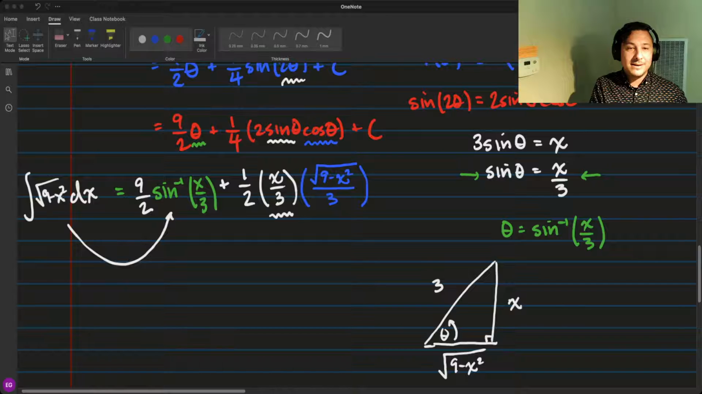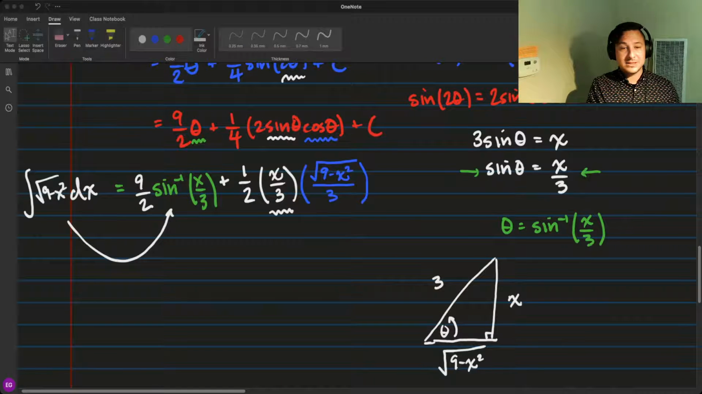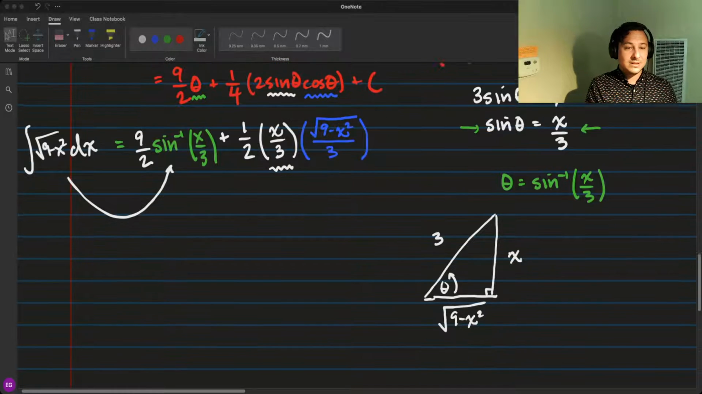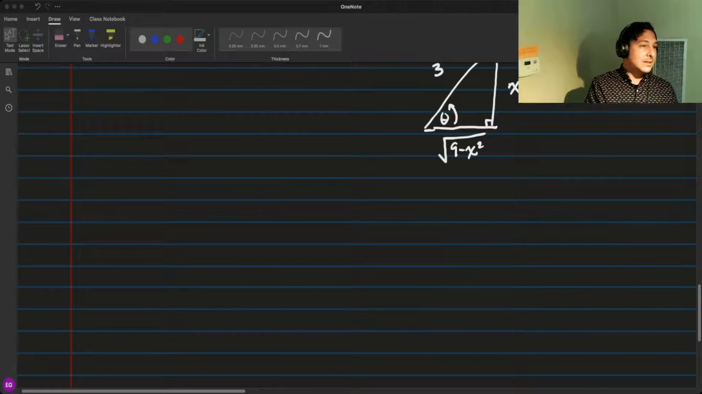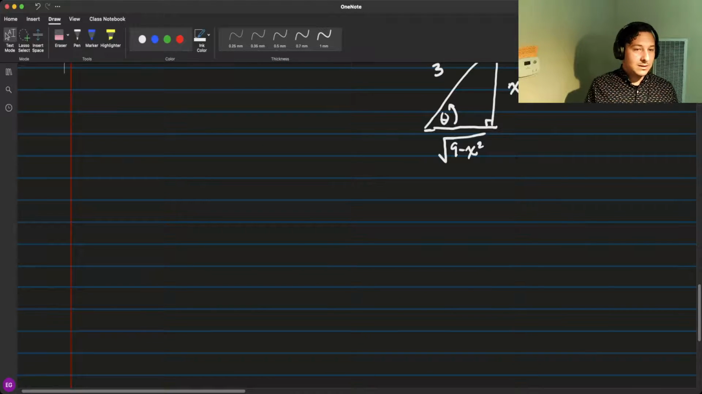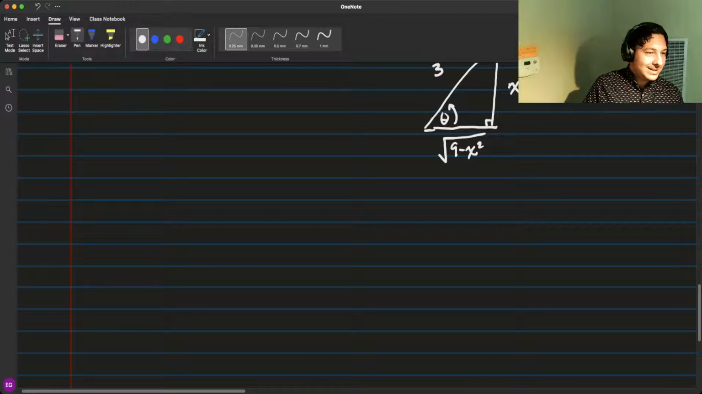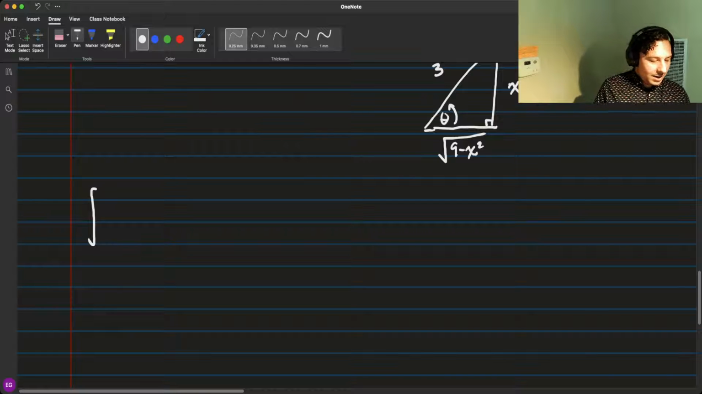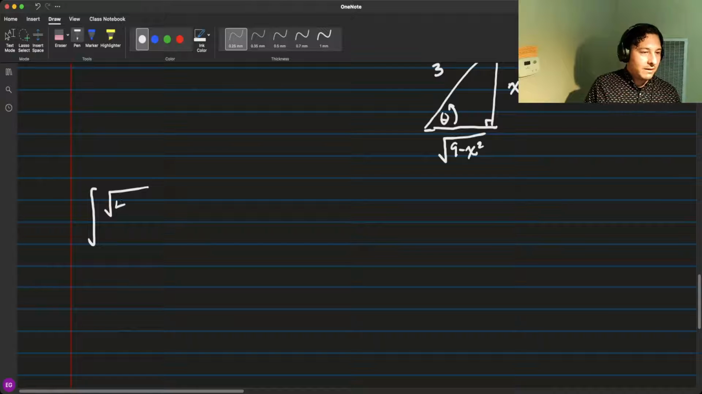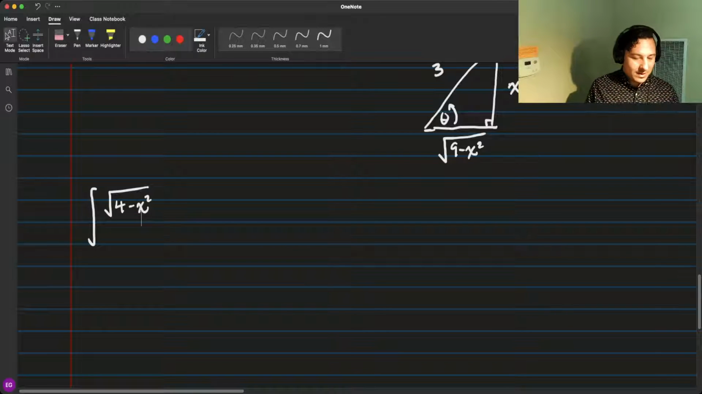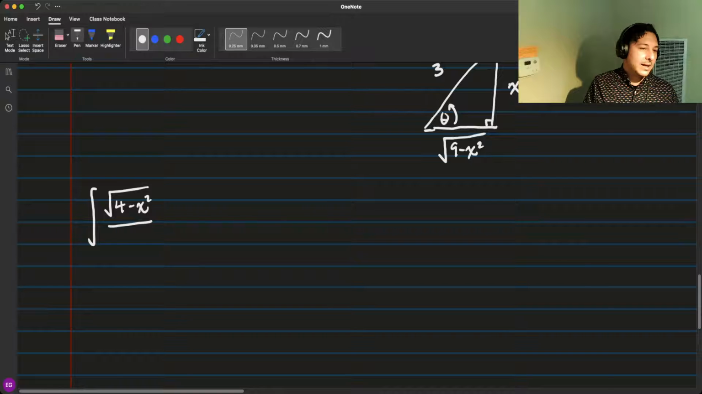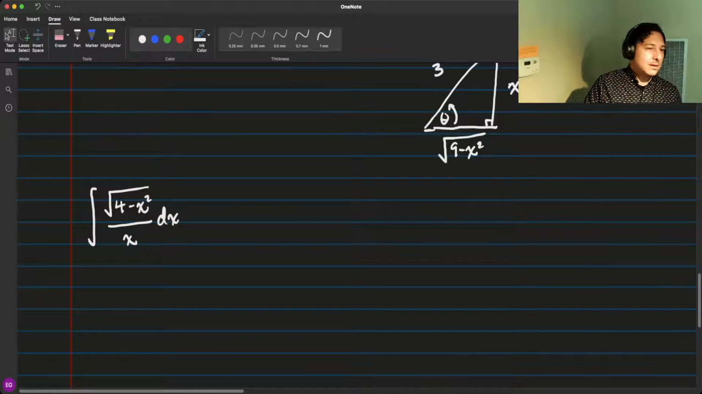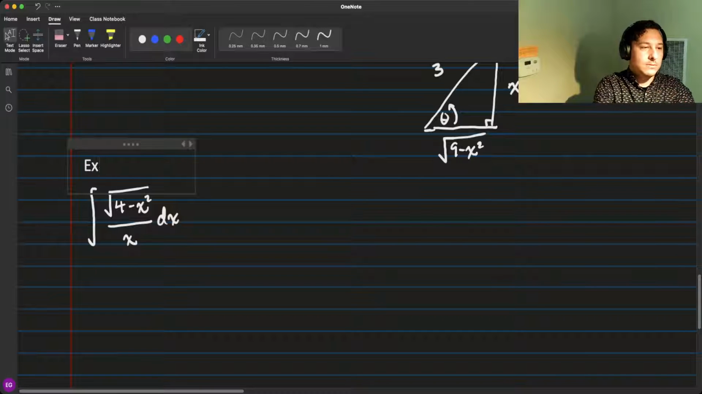Alright. Let's do another one. Let's look at the integral of the square root of 4 minus x squared, all over x, dx. Let's write an example. One second.